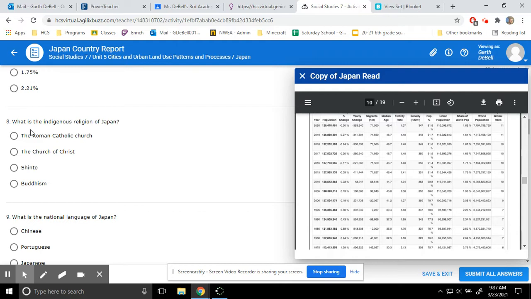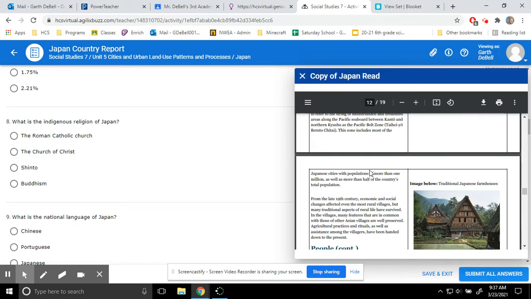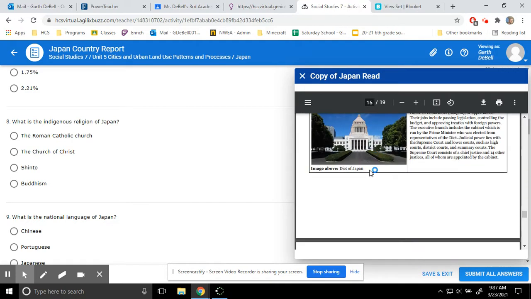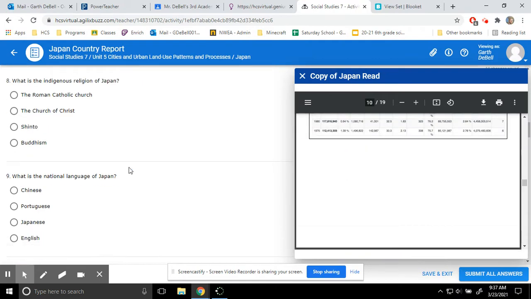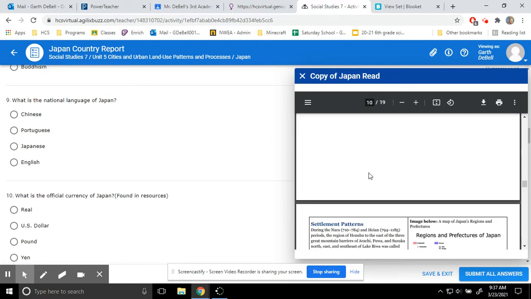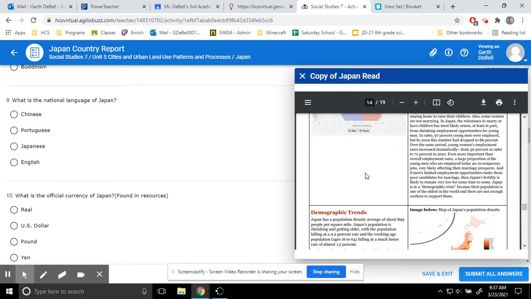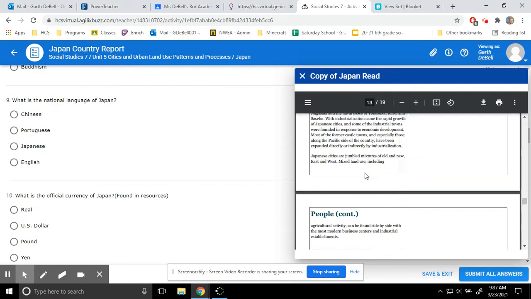And then what is the indigenous religion of Japan? So it's not asking for the official religion. It's asking for the religion that existed in Japan before other religions were brought to the region. That is going to be down in the religion section. It's not super hard to find, but you will need to go look for it in the religion section. What is the national language? That is just going to be found right there in the language section. It should be pretty easy, all things considered. Which language is the national language of Japan?